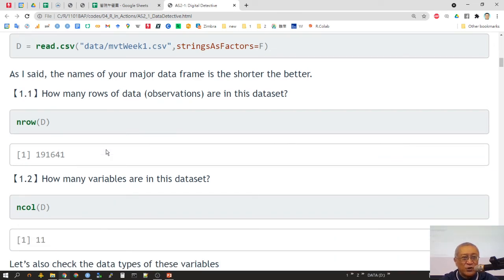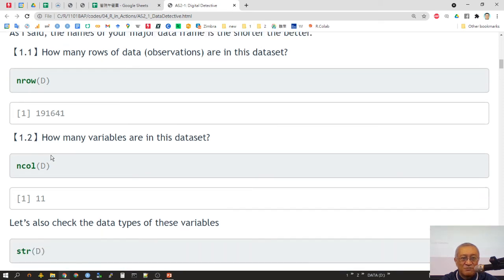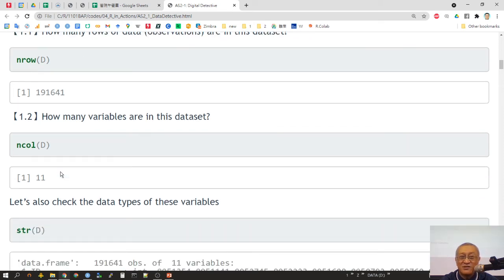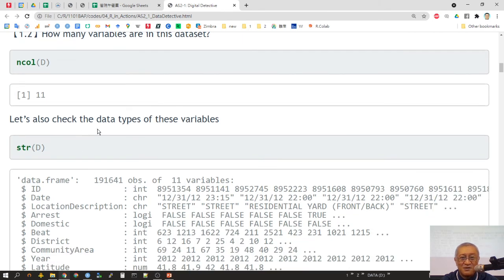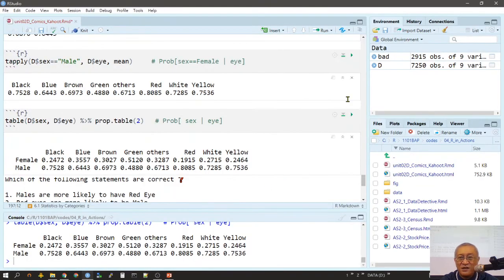The first few questions are easy, right? Number of rows, number of variables, they are easy, and check the data type, right? So actually, if you were in RStudio, let me check.